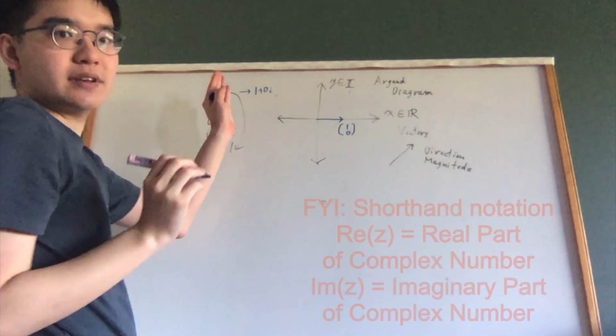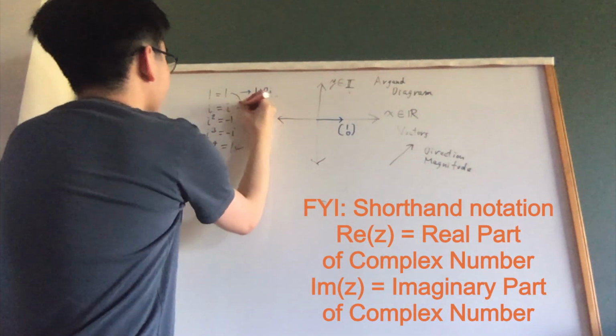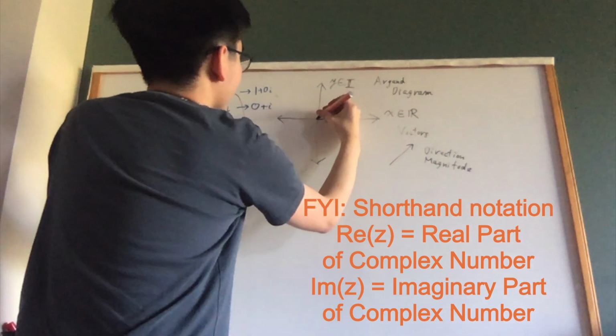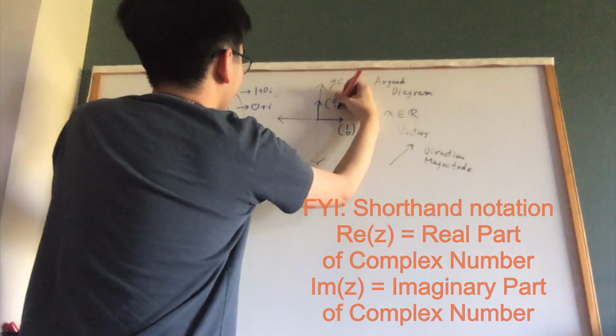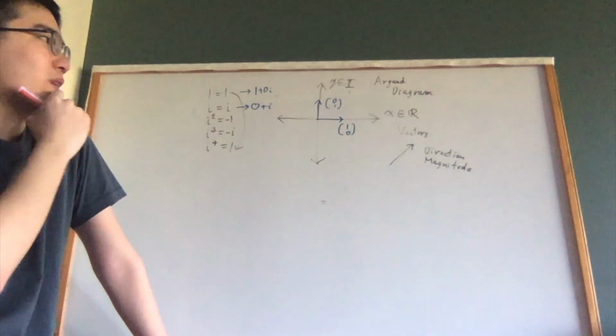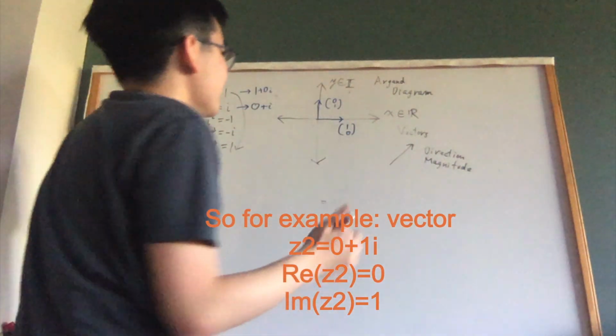And if this is i, we only have the imaginary part, and the real part is 0. So this is the equivalent of 0 plus i. So we get (0, 1). Now we go to i squared, which is rotating counterclockwise.